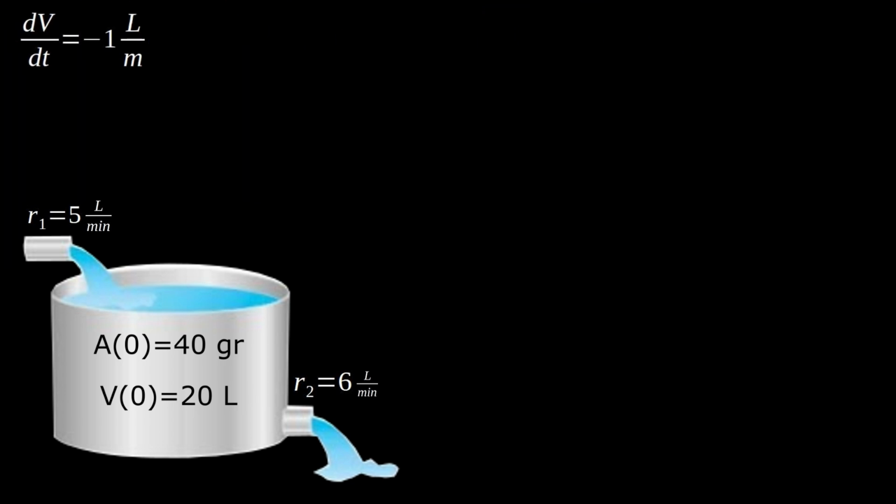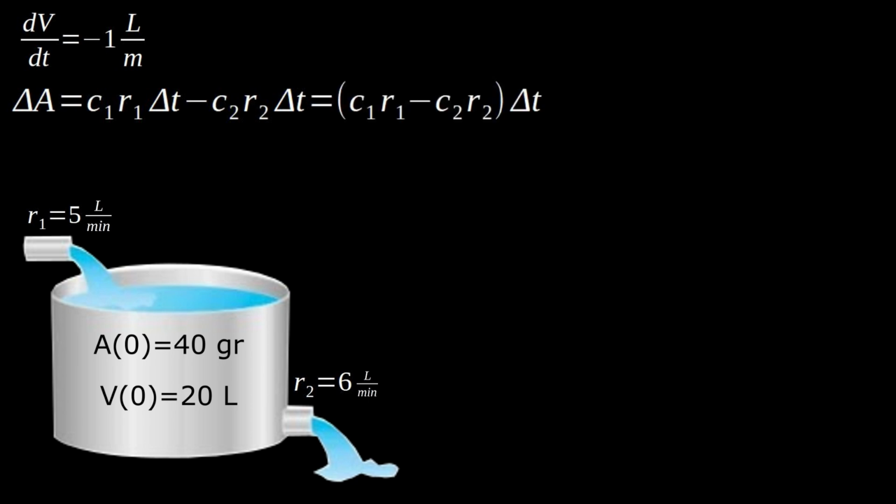Now let's go to the change in mass of the salt over a small time passage delta T. So delta A is equal to C1, the concentration of salt that's inflowing, times R1 times delta T, minus C2, the concentration of salt that's leaving the tank, which we don't know yet, times R2 times delta T, which equals C1 R1 minus C2 R2 times delta T. And this gives delta A over delta T equals C1 R1 minus C2 R2.